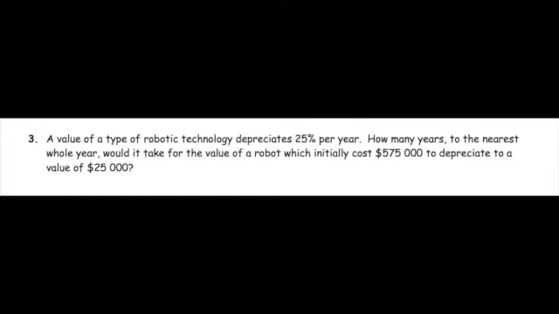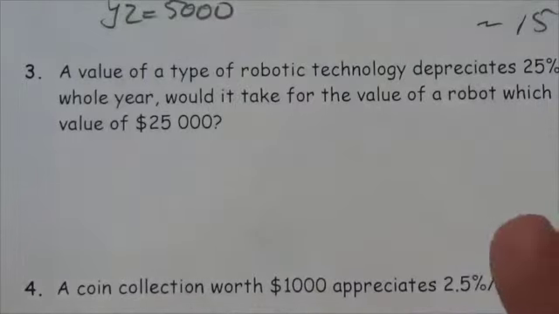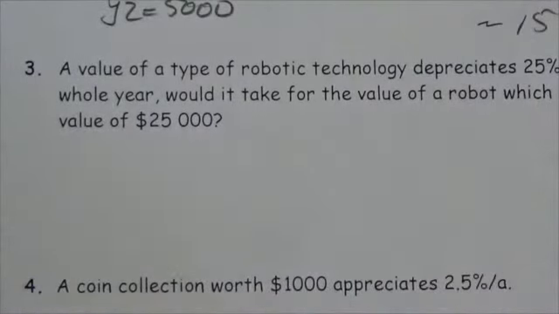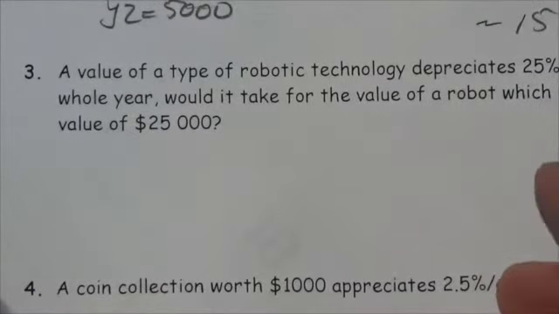The value of a type of robotic technology depreciates 25% per year. How many years to the nearest whole year would it take for the value of the robot, which is initially set at $575,000, to depreciate to a cost of $25,000? Okay, now in this question right here, we're not seeing any kind of compounding effect happening in this particular one here, just that we got some depreciation here.